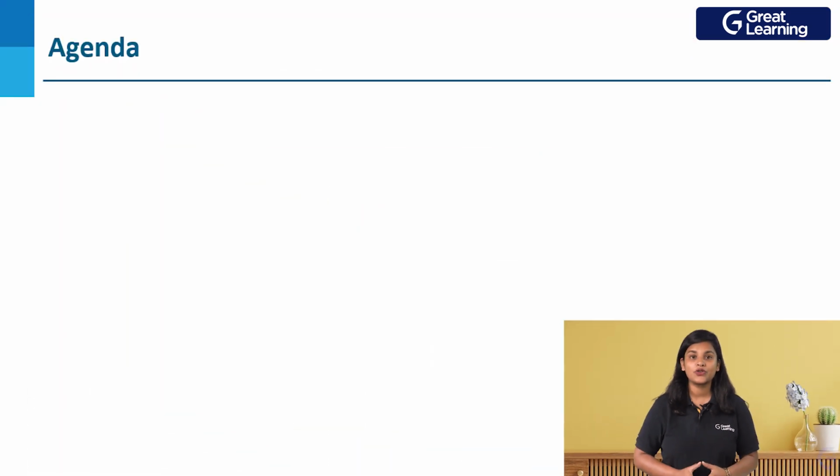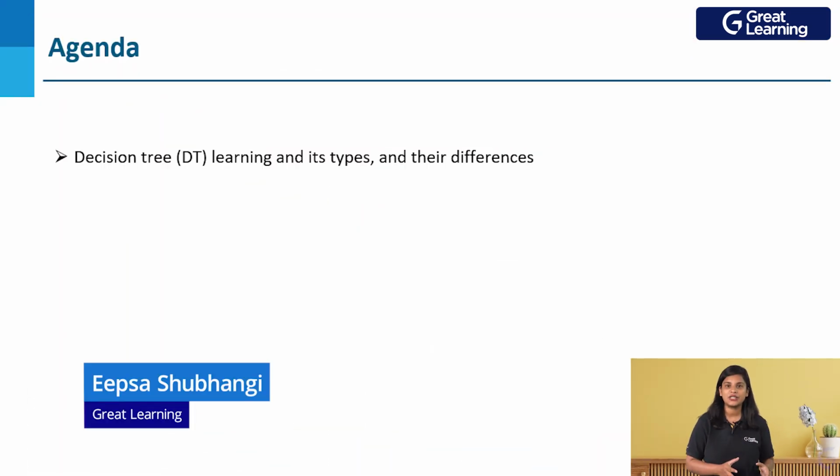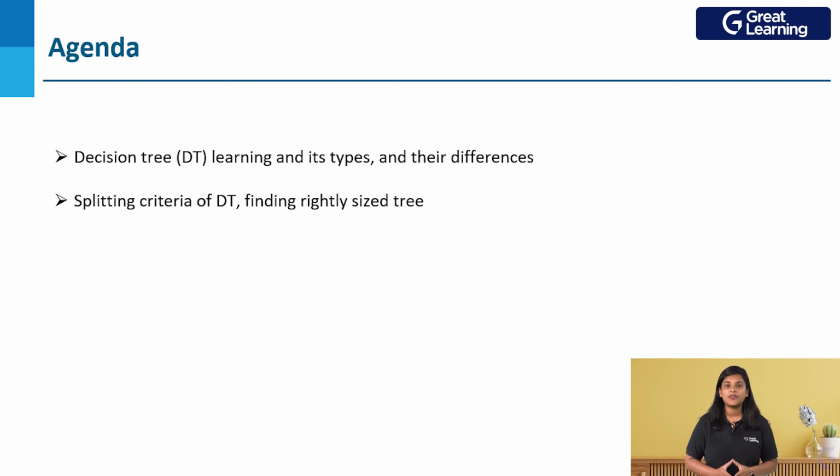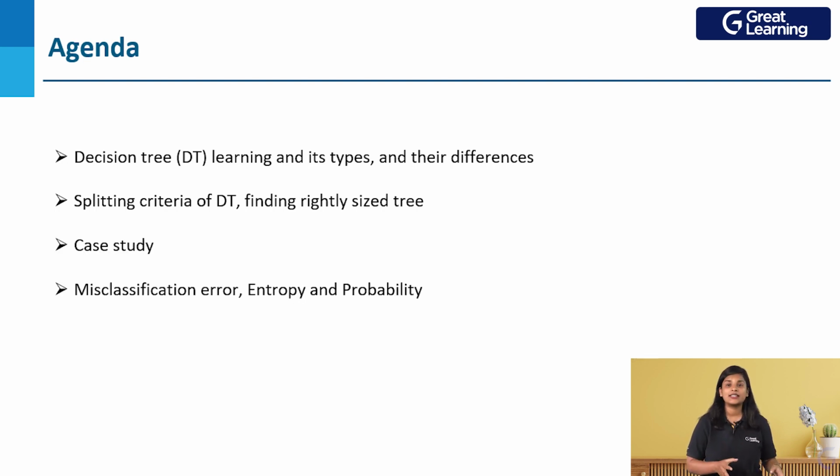Very quickly, let me walk you through the agenda for today's course. In today's course, we will understand what is decision tree learning and its types and their differences. We will then move forward with splitting criteria of DT, finding a rightly sized tree along with some case studies. We will also understand the concept of misclassification error.